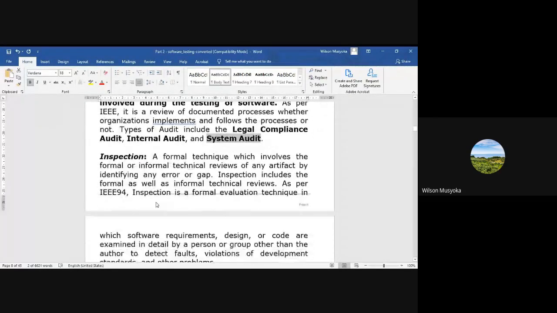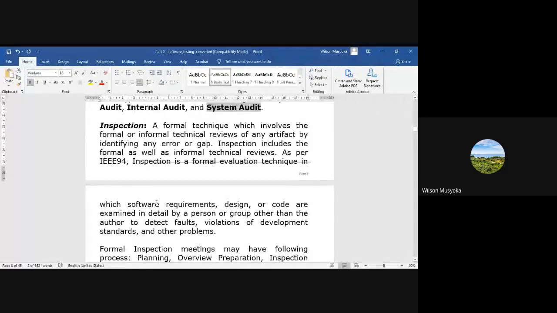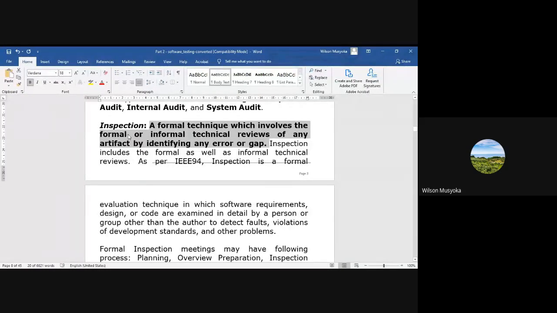But then we go to the other concept, which we call inspection. Inspection is the formal technique which involves review, either formally or informally, so that you can identify any gap or any error. So that is what is meant by an inspection, the formal technique which includes the review of the software. So you are doing a walkthrough, or code checking, or functional checking, just to see, is there any error in the way this software is supposed to work? Is there a gap in terms of the expected objectives of the software which it has not achieved? Those are what we call inspections.